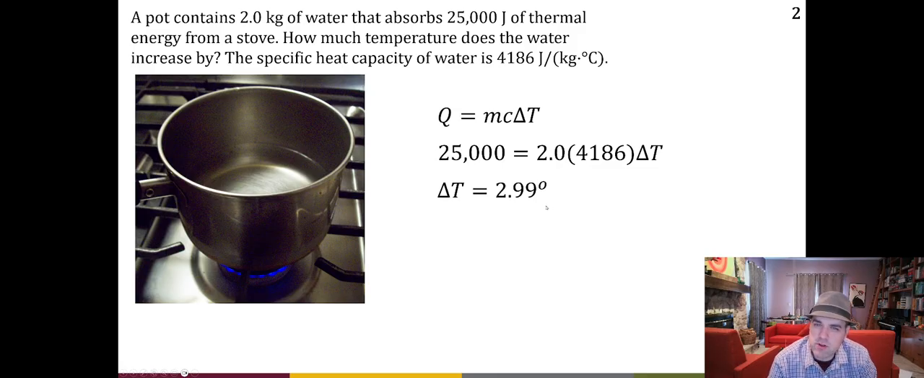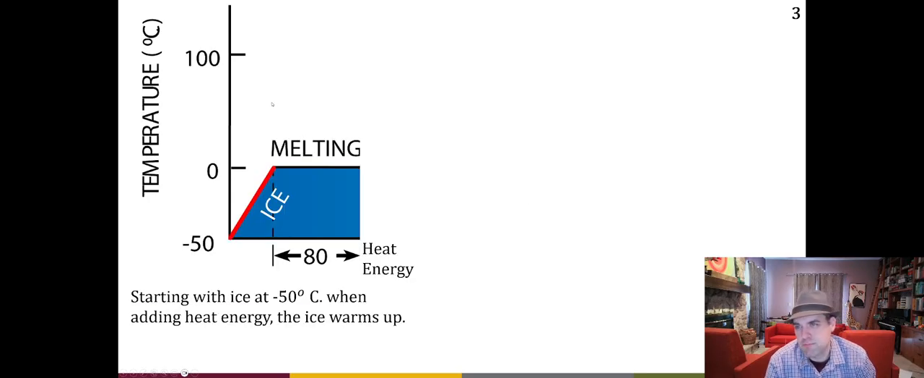But what happens when we start to reach the boiling temperature? If I add more energy to the water while it's boiling, what's going to happen? So let's talk about that next. And we do this with this plot here. So the vertical axis here is temperature of our object, and the horizontal axis is how much energy I've added. So let's start down here at the very bottom left.